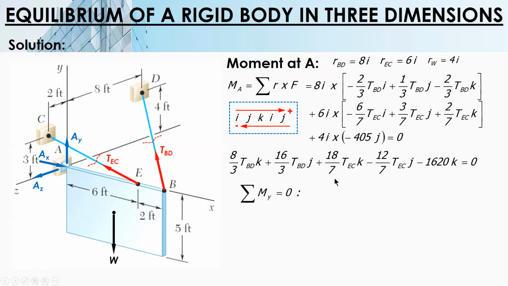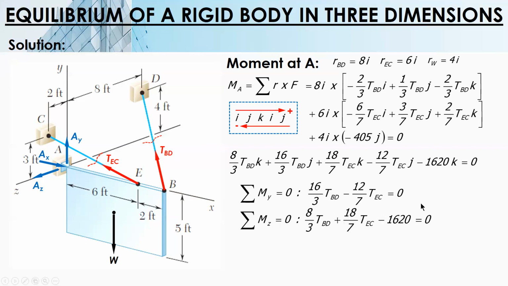So, equilibrium conditions, there is no moment about X kaya we don't have any term containing the unit vector I. So for this one, all terms with unit vector J, combine mo. And then last, summation of moments at Z equal to 0. All terms with unit vector K combines. And the result is we have two equations with two unknowns. So you can use method of elimination, method of substitution if you want. And you can solve for TBD and also TEC.